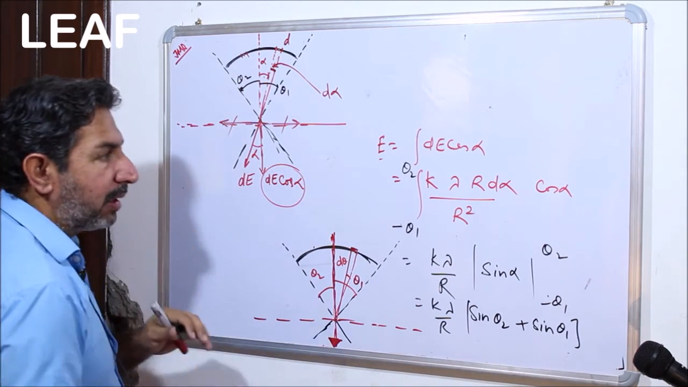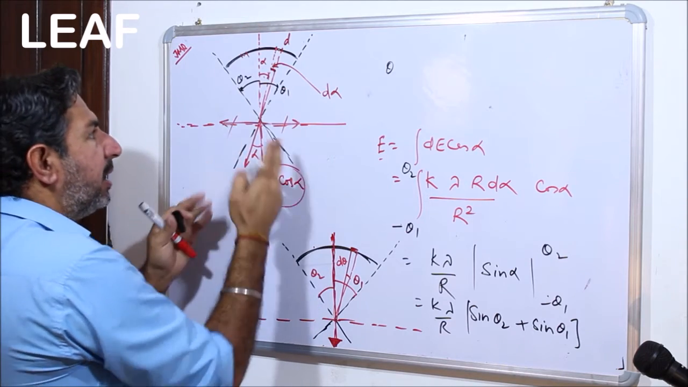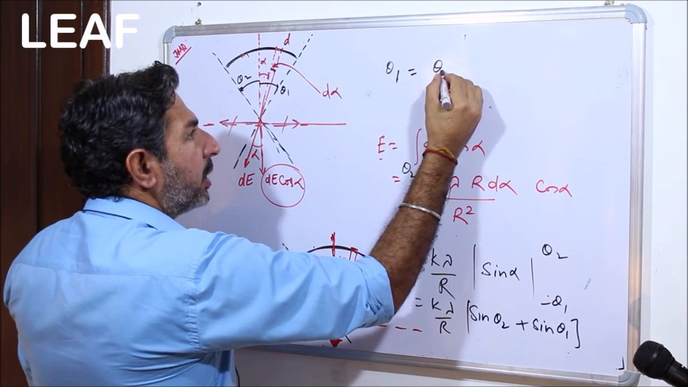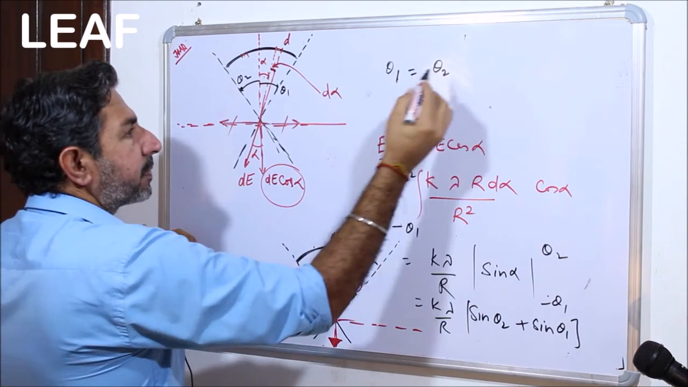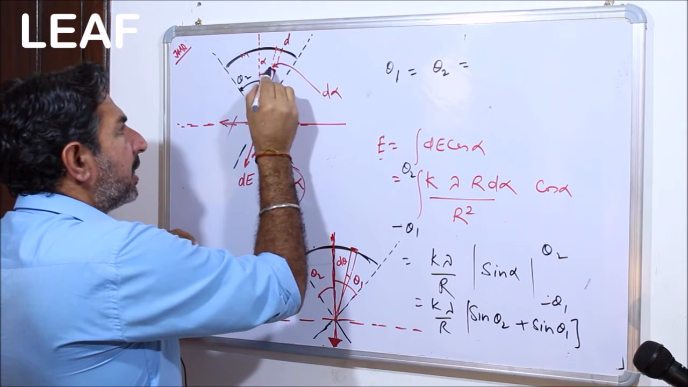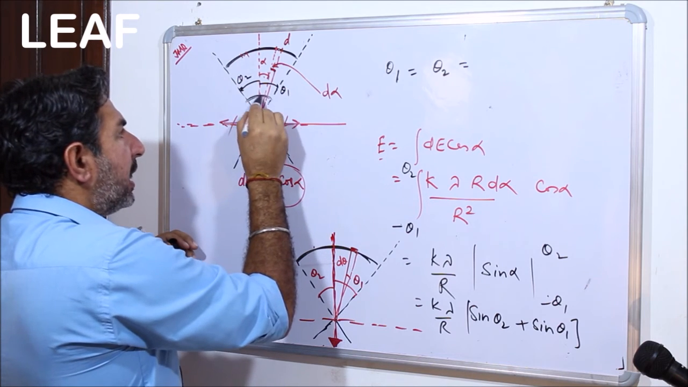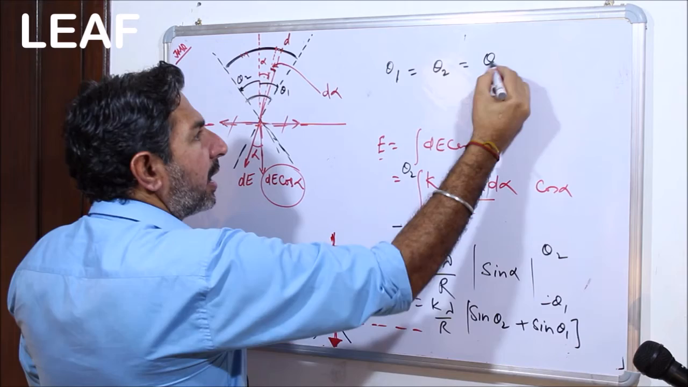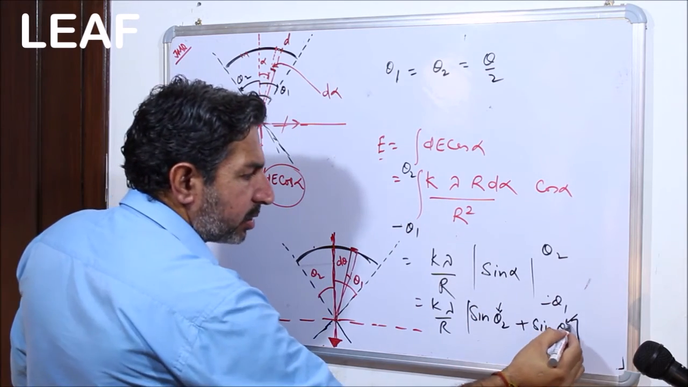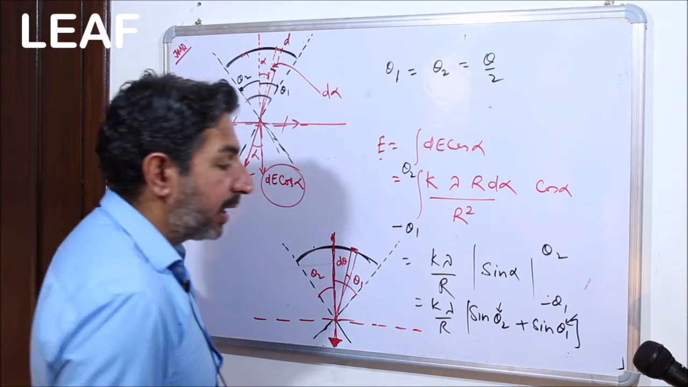And now let me tell you one particular thing. Since this is the symmetric axis we have taken, it is better to write theta 1 is equal to theta 2. If the total angle is taken to be theta, then theta 1 and theta 2 are theta by 2. So just you can replace it by theta by 2 and theta by 2. So it will be 2 sin theta by 2. It's as simple as that.